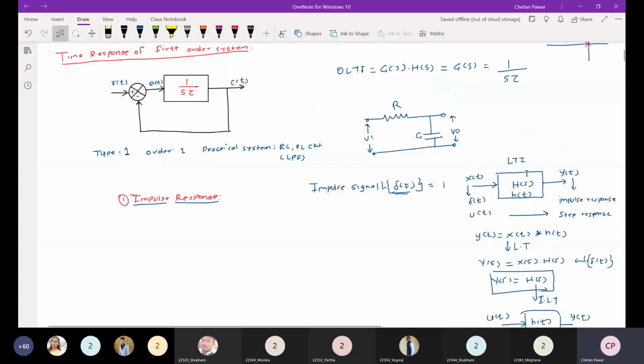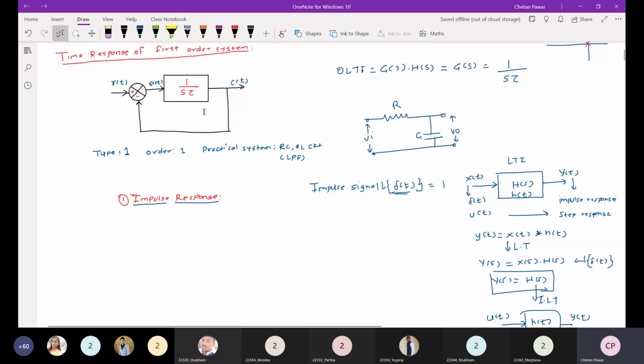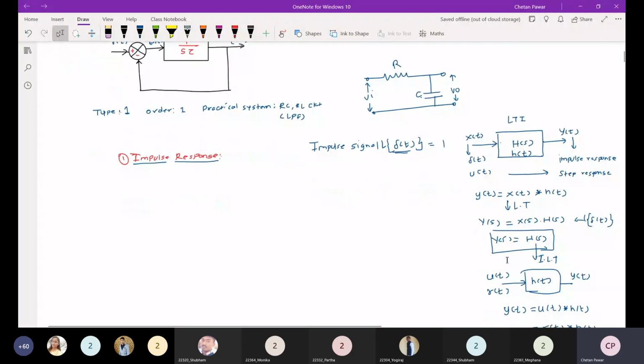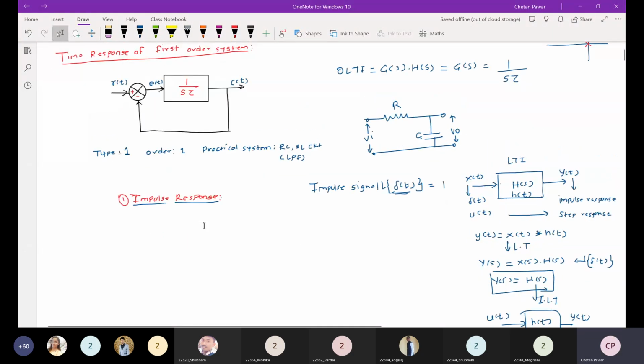Okay. So first, for this particular system, we need to find out the impulse response of the system. Now to find out the impulse response of the system, first we need to find out the transfer function of the system. So H of s is what? Transfer function of the system. Okay. So H of s is the transfer function of the system. Have you understood this point?